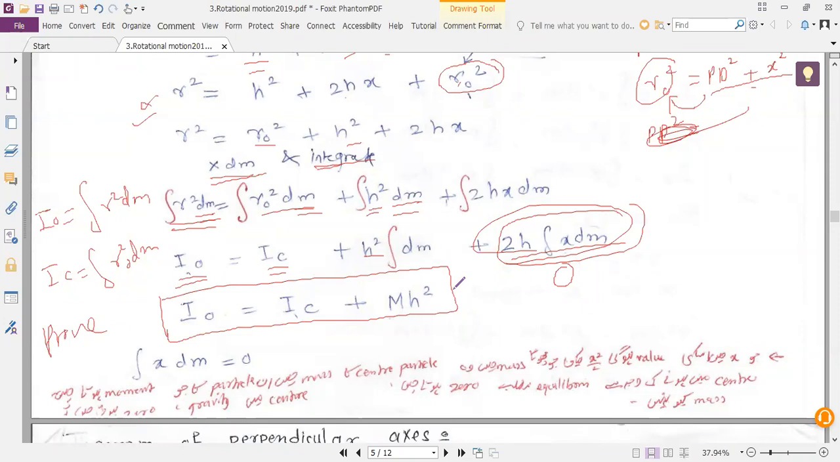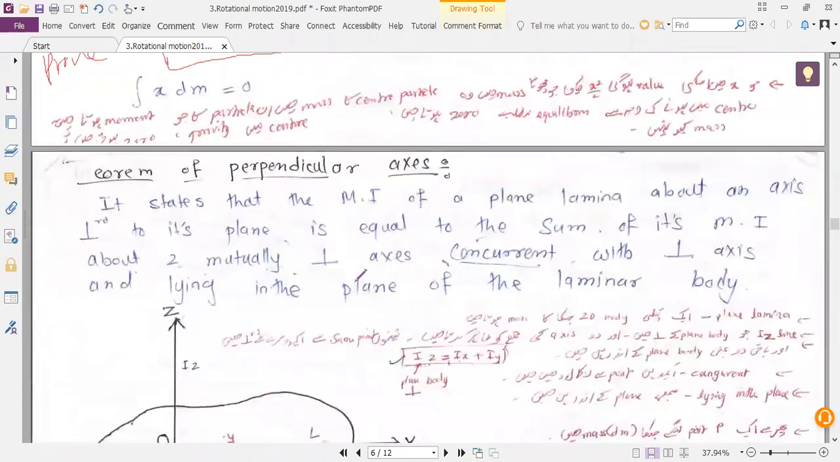Any student having any doubt from this theorem? This theorem is very important based on board exam. So can we go further? Okay, we are going further.